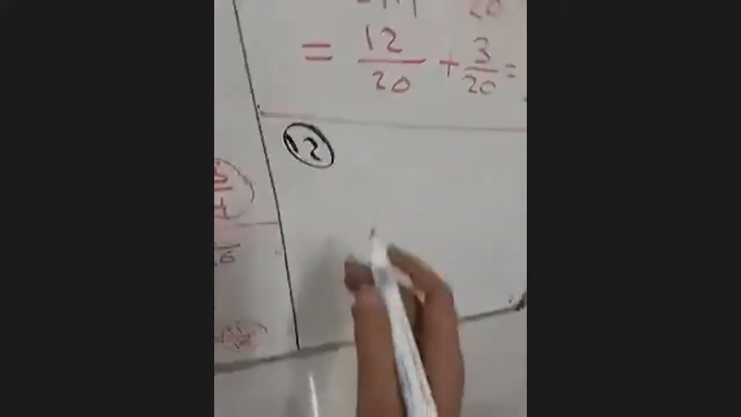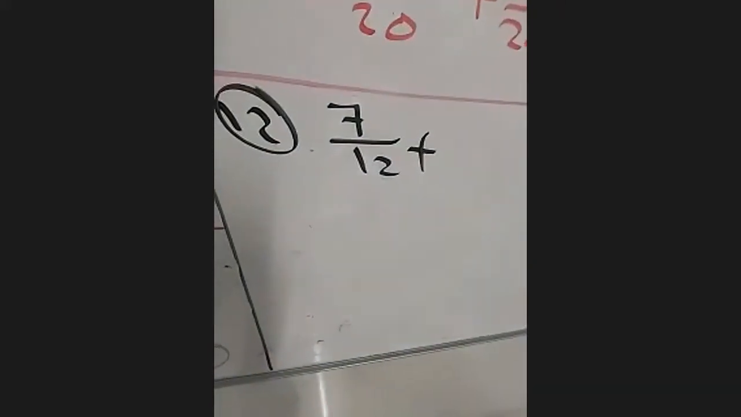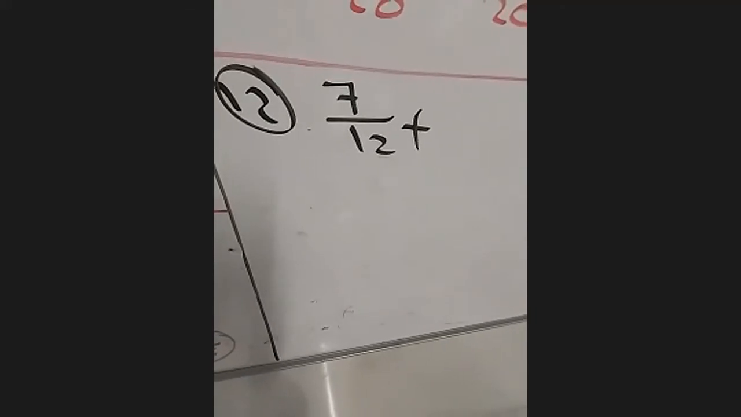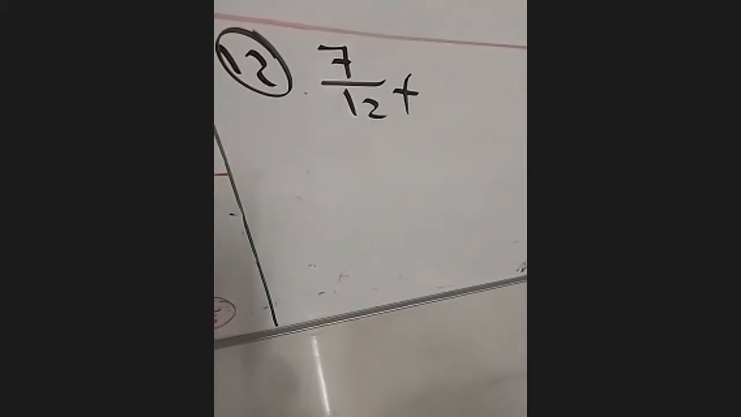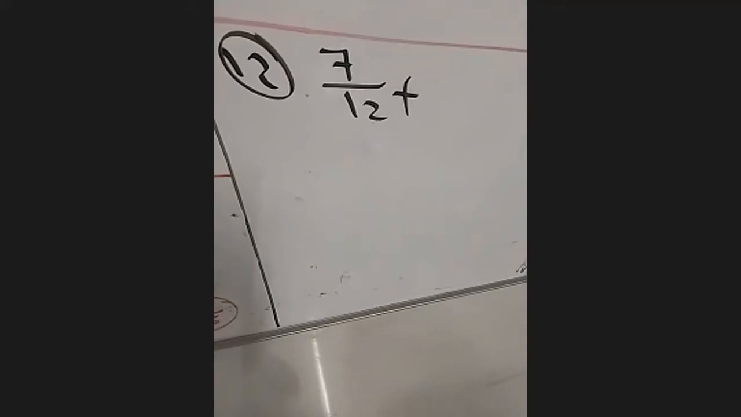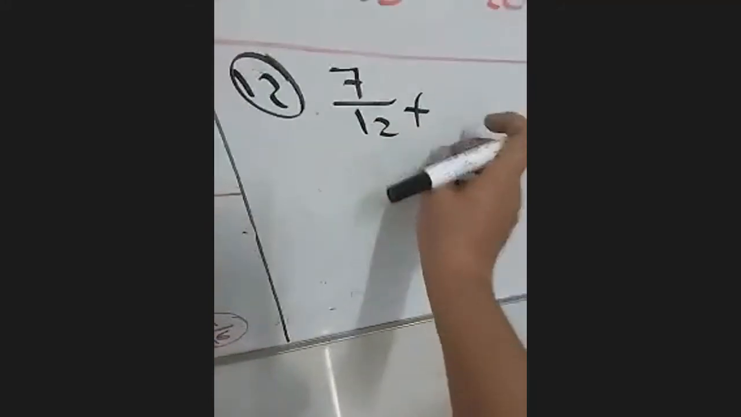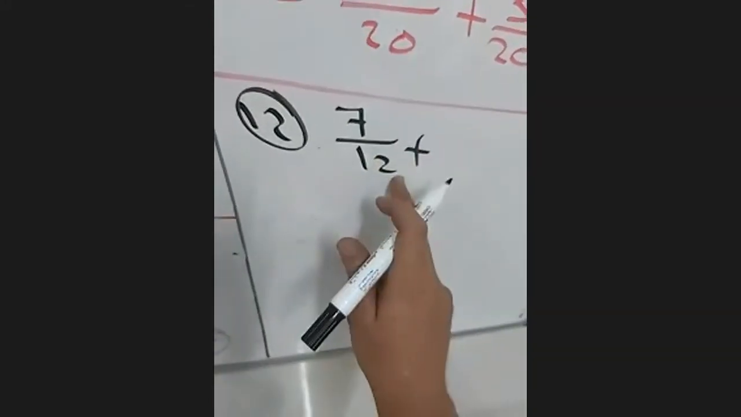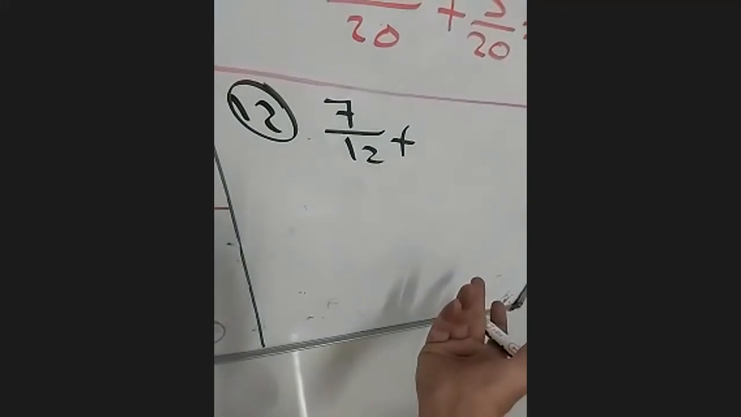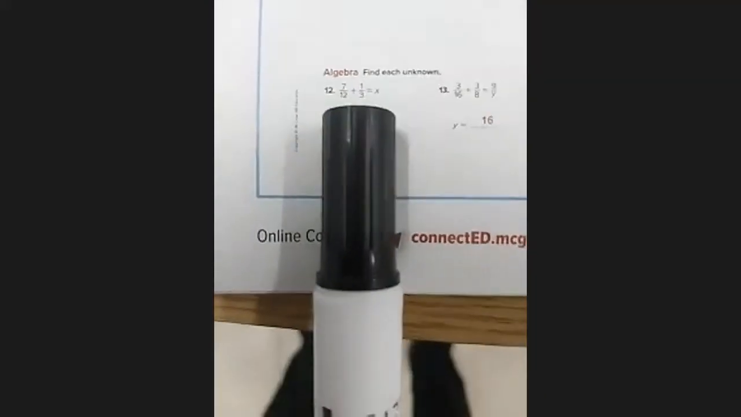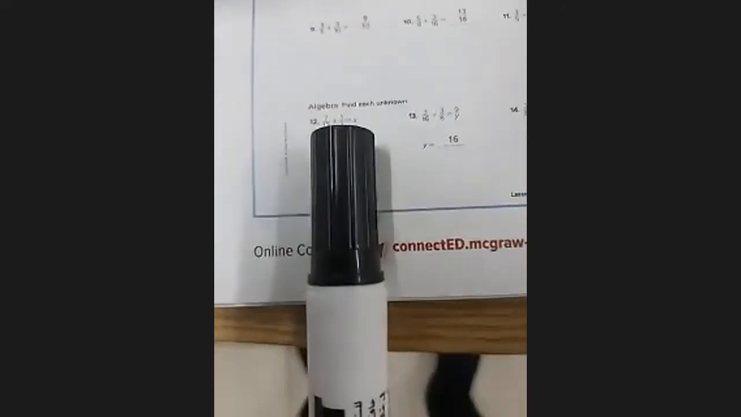Question number 12. Read the question. What do we have, and what is the unknown? Seven over 12 will do. 7 over 12, plus what? 6 over 12.